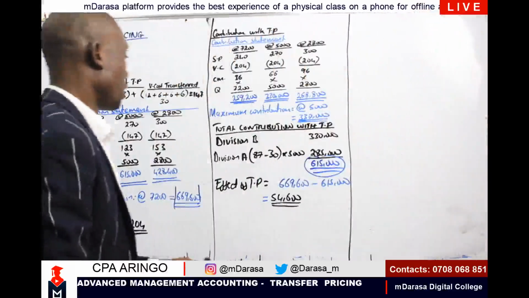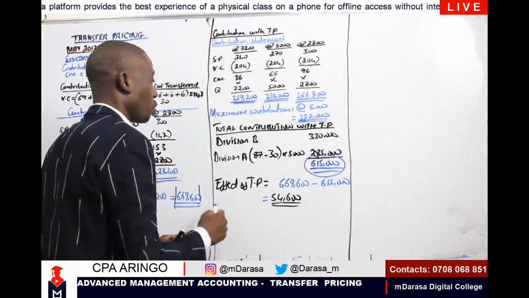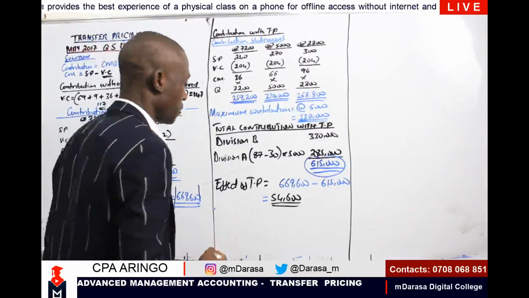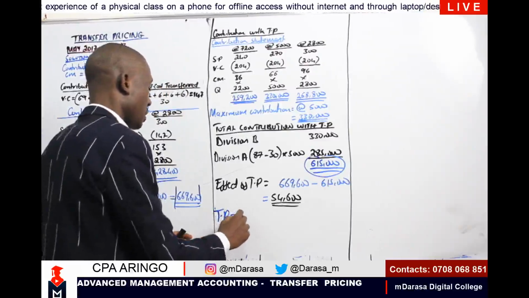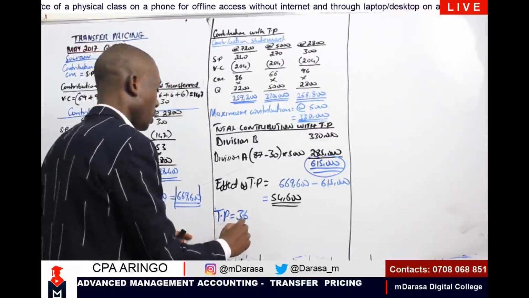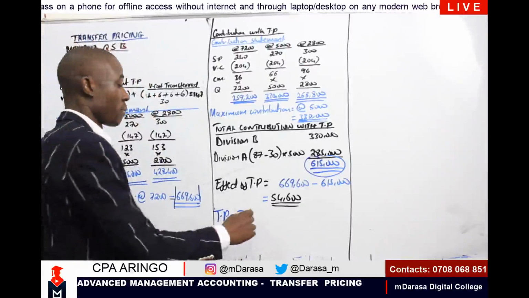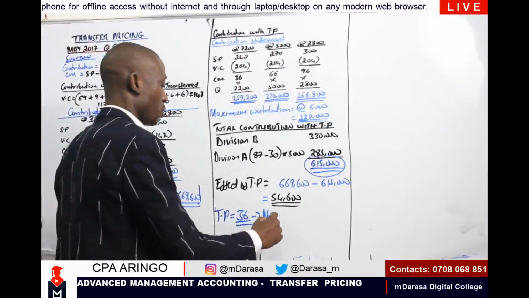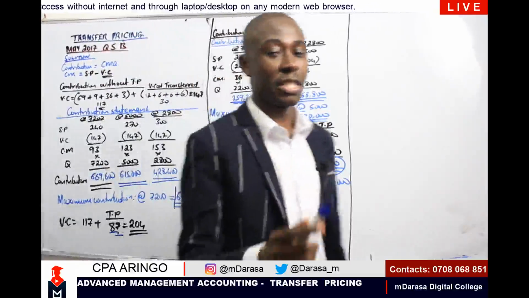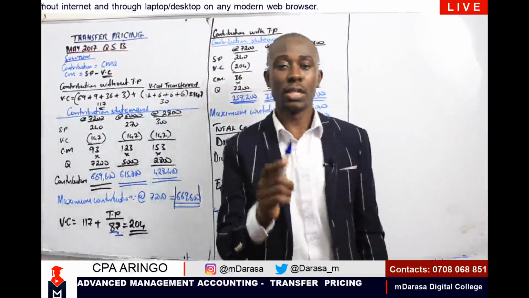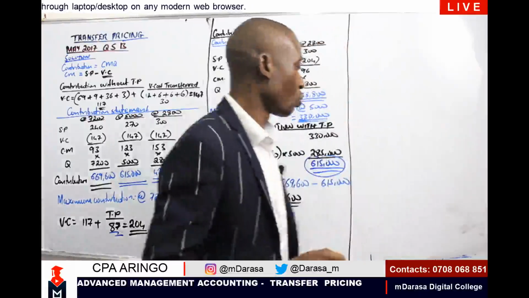So, a new transfer price has been suggested, and you want to look at the effect of this. The suggestion was 36, so the new transfer price should be 36,000. The same concept will apply. We want to see this impact on our profit.